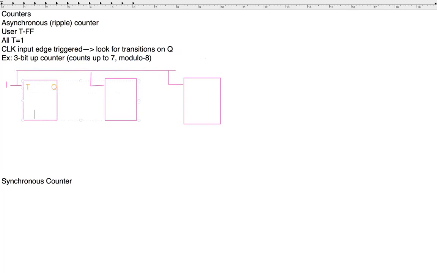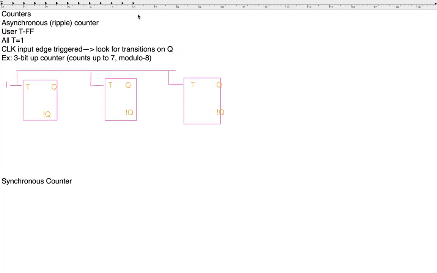And then down here, it would be the opposite. Here as well, we have T, and the output's going to be Q. And here we have T, and the output's going to be Q, and the complement is not Q. Okay, we got all of our information.